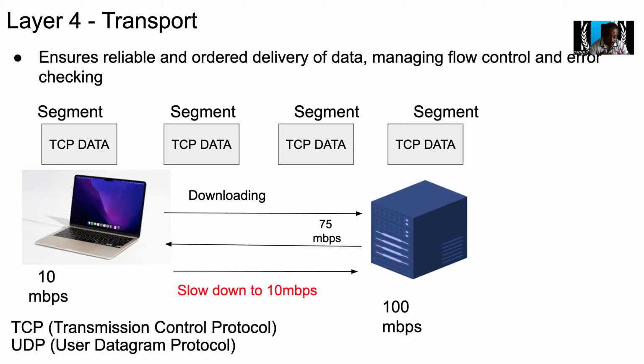Or flow control. Say, for instance, you're operating at 10 megabits per second on your laptop and you hit a server that's 100 megabits per second. There has to be a mechanism in place to let the server know to slow down so it can communicate with you. There are protocols that operate at this layer. You have TCP and UDP. TCP, Transmission Control Protocol. UDP, User Datagram Protocol.